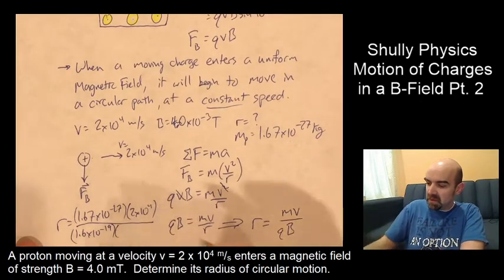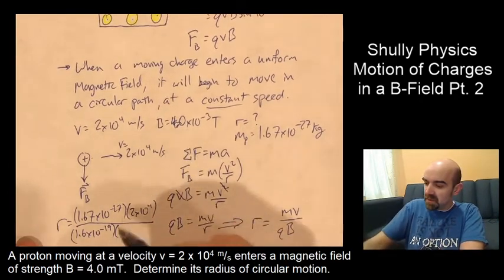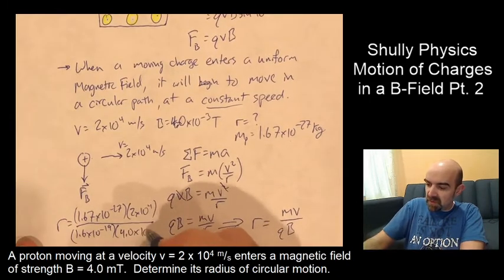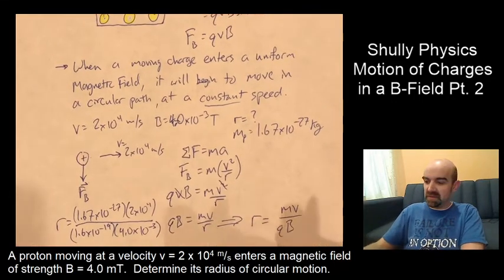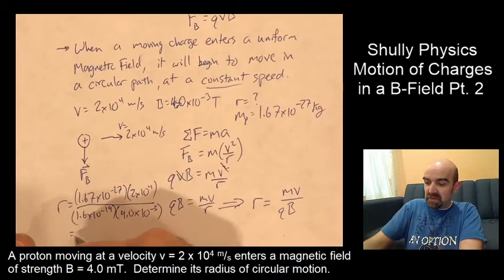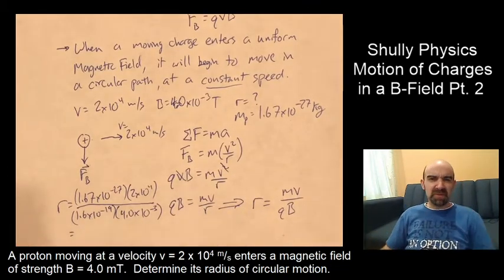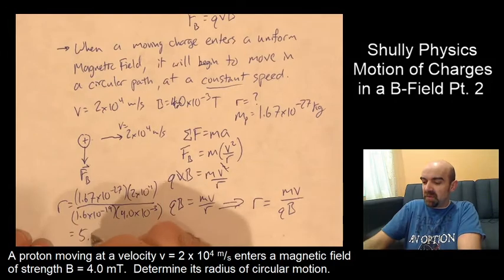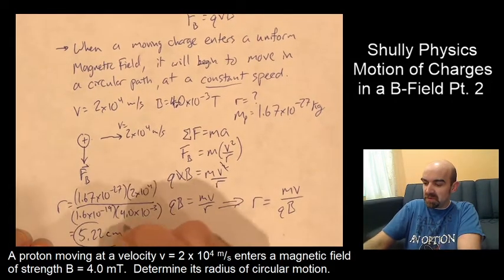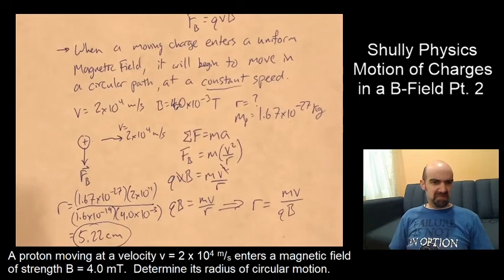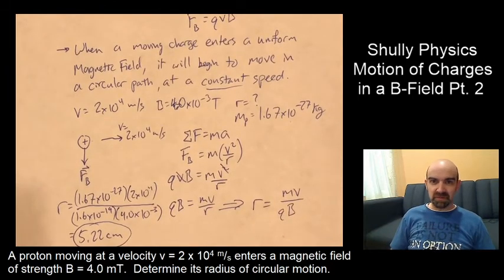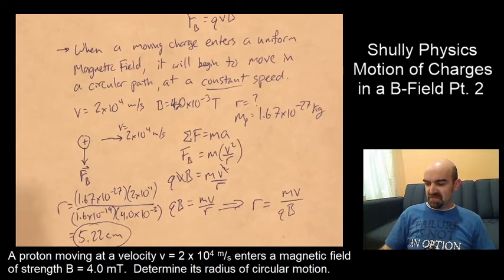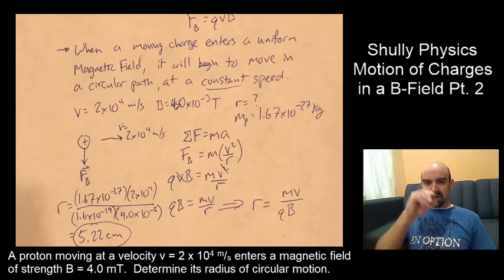And B is our 4.0 times 10 to the negative 3, milliteslas. So 4 milliteslas. And out of that, plug it into a calculator and you'll get 0.0522, which is 5.22 centimeters. So that's not a bad distance. It's not like micrometers or nanometers. It's a very measurable concrete distance for us. It's going to make a circle about this big. Continue circling in that manner.